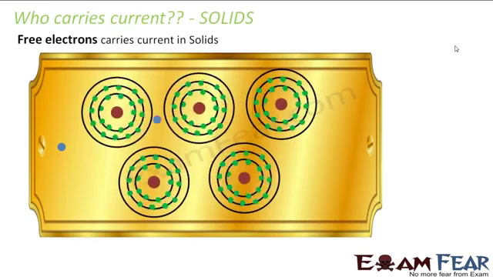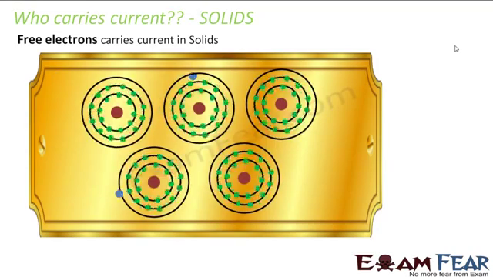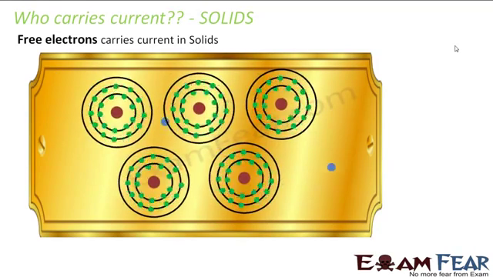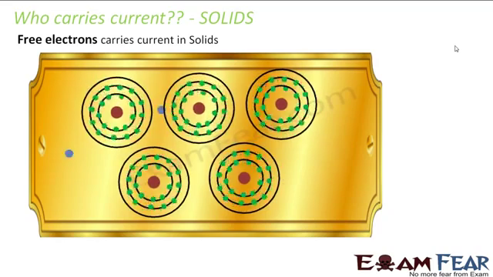So now we will look at who carries current. Till now we understood that current is nothing but flow of charges. What causes the flow of charges? The difference in potential between the two ends of a conductor causes the charges to flow. Now the question is, who will carry this current?